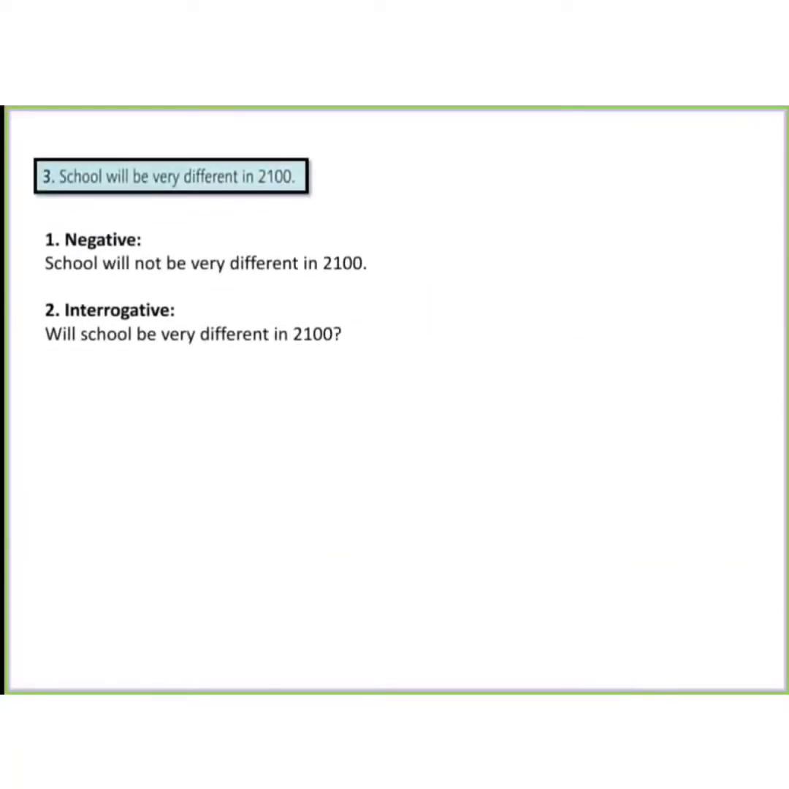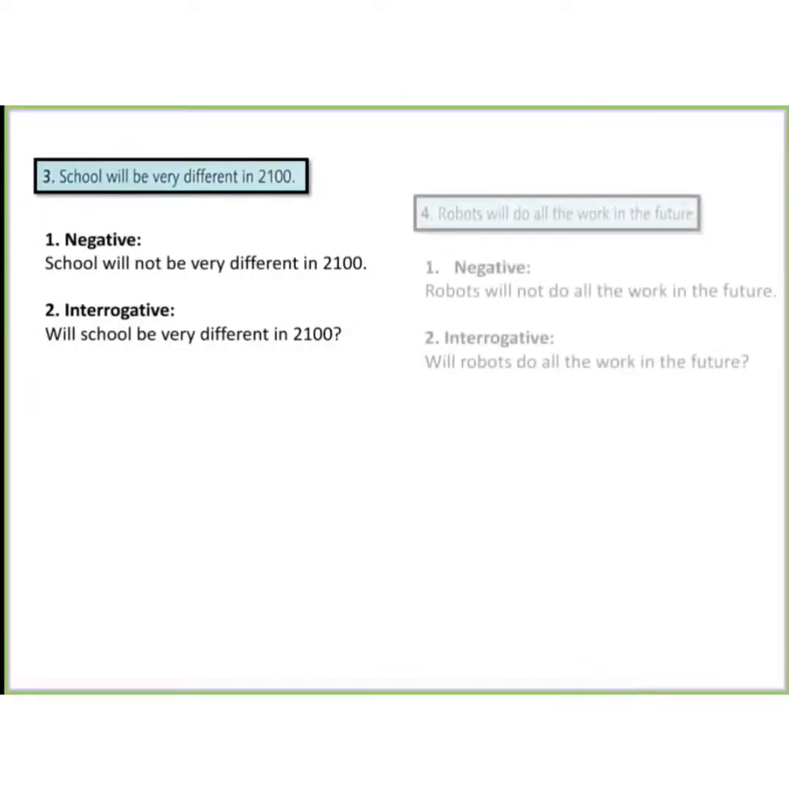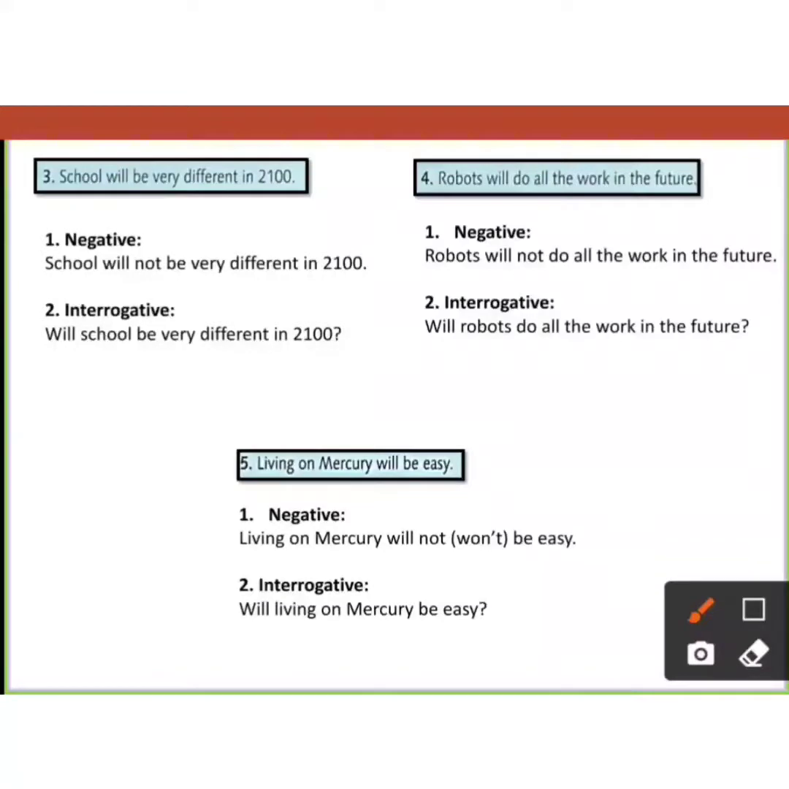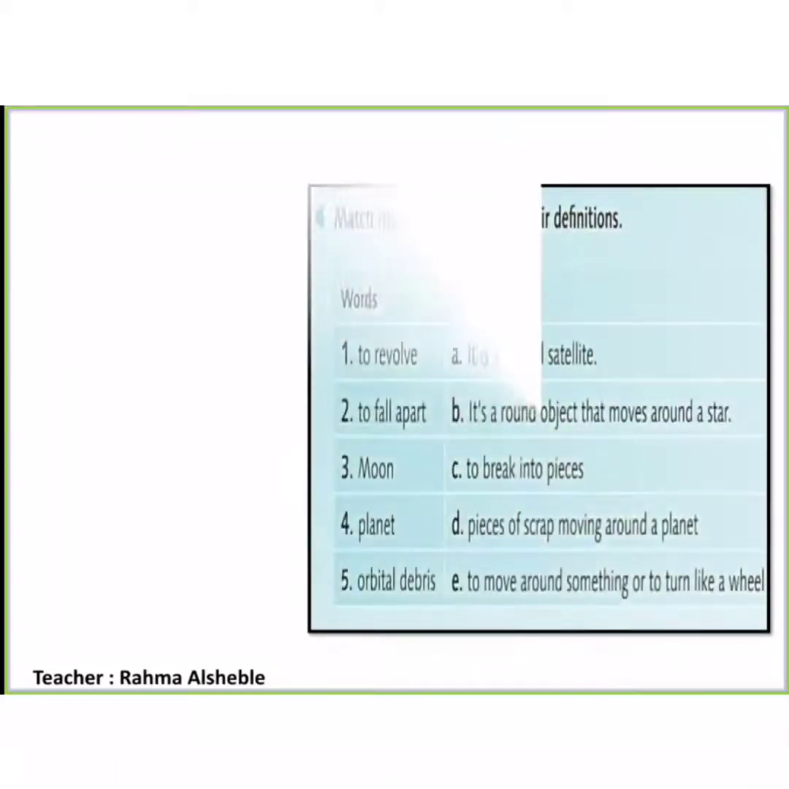Okay, let's continue. Number 3. And here number 4 and number 5, you can do them on your own. Try to answer them, okay? In the negative and in the interrogative. And here is number 5, sorry. Let's move to the next question.